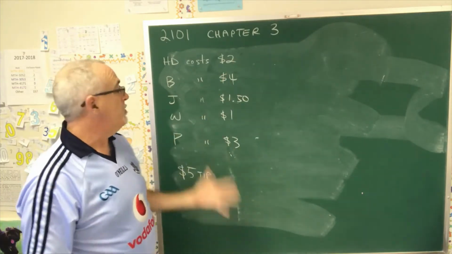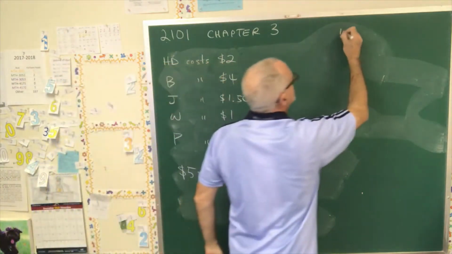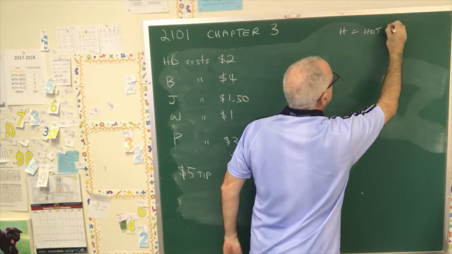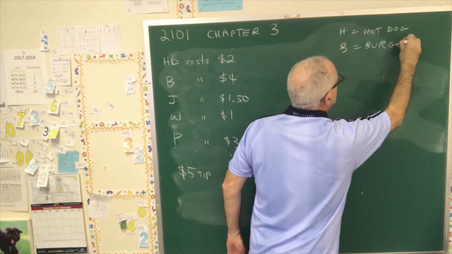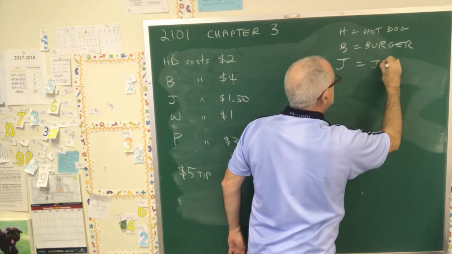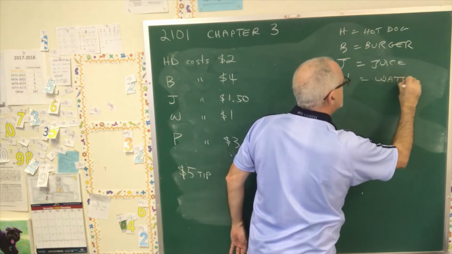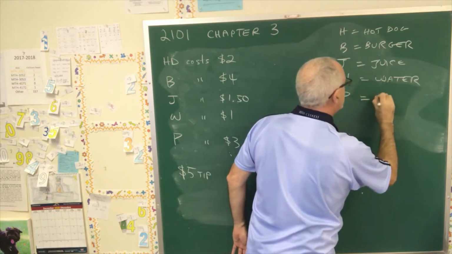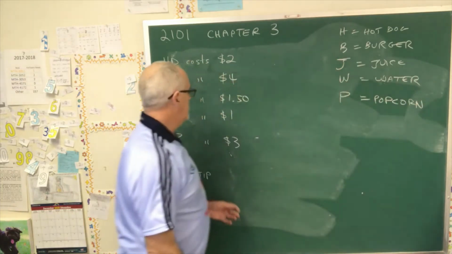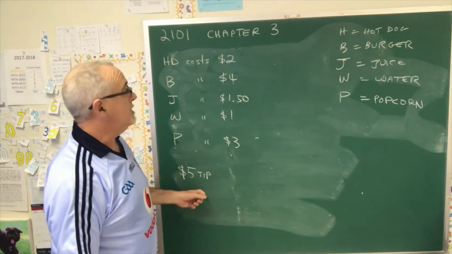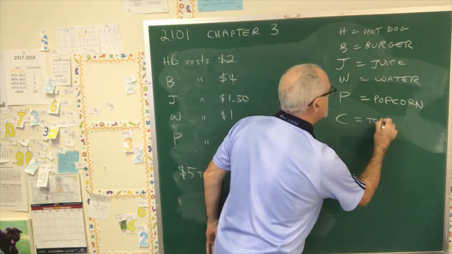Now let's make an equation. Well, we have to define variables. We kind of already started showing some variables, but I'll define them anyway. I'll say H equals hot dog. B is burger. J is juice. W is water. P is popcorn. I'm not going to use a variable for the tip. I'm going to make that a constant. And C will be the total cost.